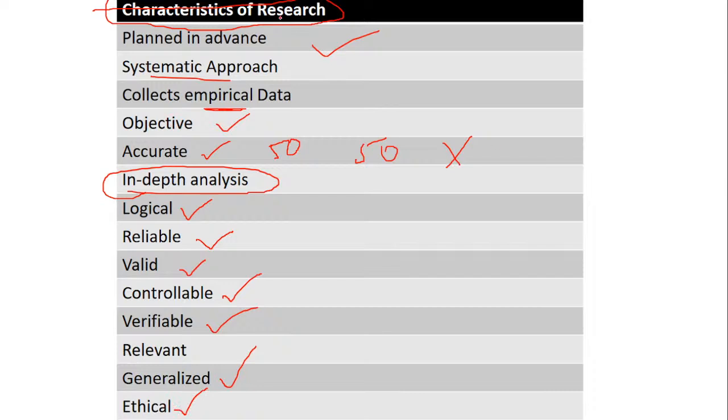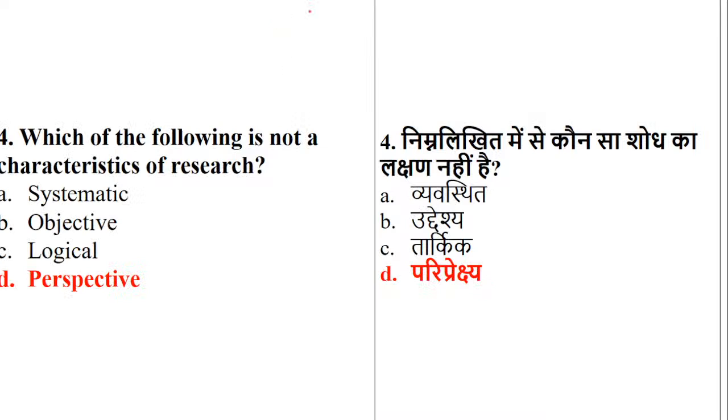Whatever you're doing should be ethical. Unethical things will definitely not be accepted in research. So by looking at all these characteristics and understanding them, when we attempt this question, we just now studied that research has to be systematic, it has to have a purpose or objective, and it has to be logical. So the right answer here is perspective.